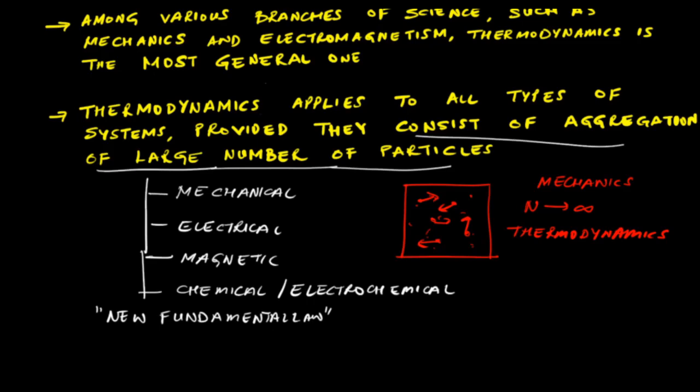Now, in mechanics, let's say, given the force, we can predict the velocities or the momentum of these particles. But thermodynamics does not predict specific values of these observable quantities. Instead, what thermodynamics does is something different. So thermodynamics does not give us the specific values of observable quantities.